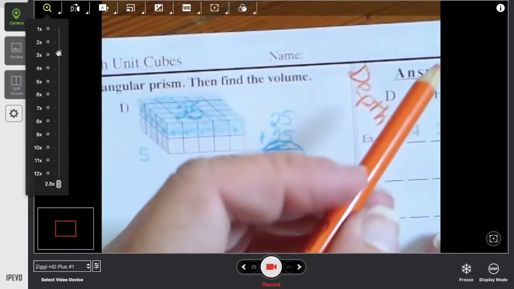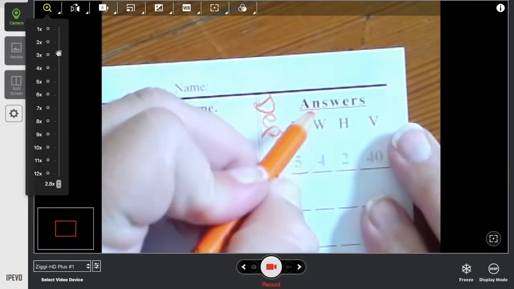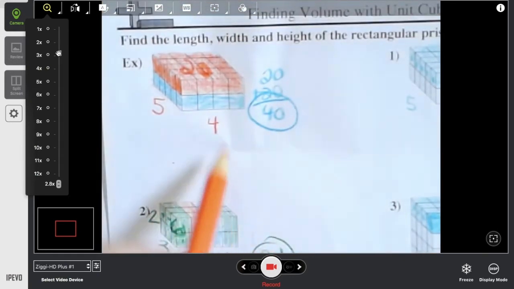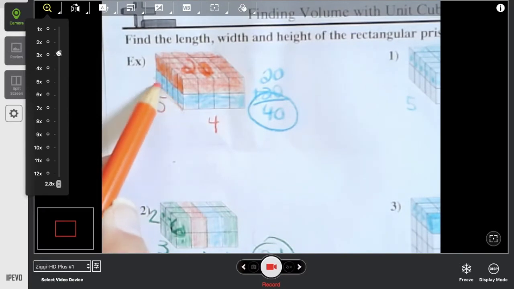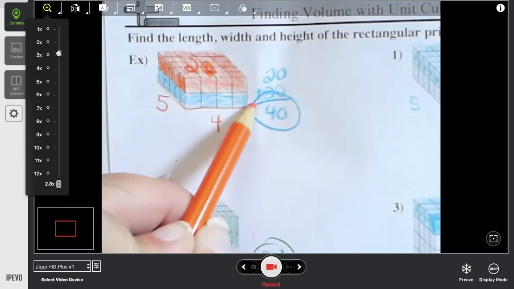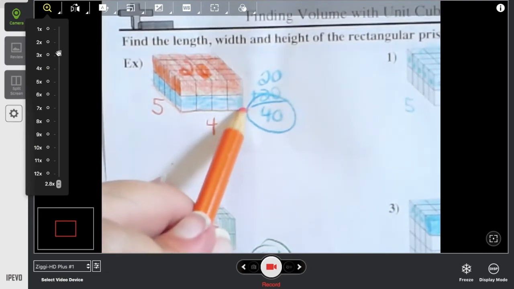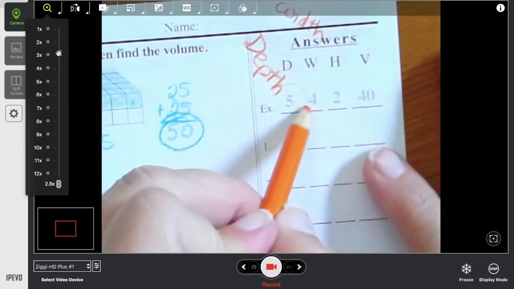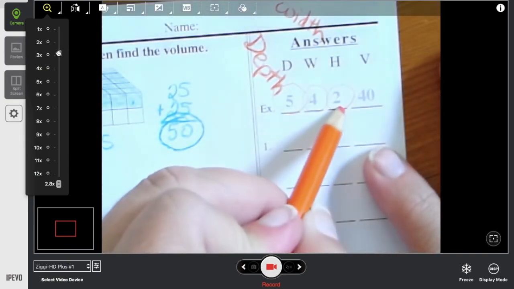The next one is W. The W stands for width, how wide the shape is. So as you can see, this goes back 5, that's the depth. How wide it is, it's 4 across. And then the H stands for height. How many layers high is it? And this one is 2 high. So that's where the 5, the 4, and the 2 come from.